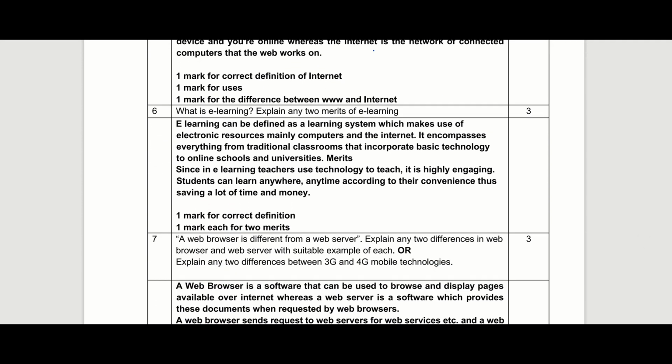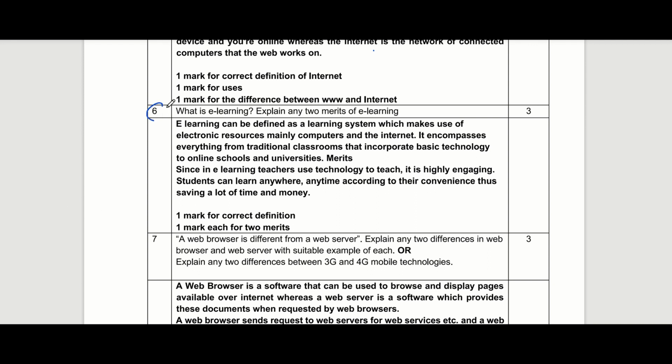And children, this is the next part, a very simple part. What is e-learning, and explain 2 merits of e-learning. E-learning can be defined as a learning system which makes use of electronic resources, mainly computer and the internet. It encompasses everything from a traditional classroom that incorporates basic technology to online school and university. Now its merits: in e-learning, it is highly engaging. You can learn anywhere, at any place and any time according to your convenience. So it saves money and time both.